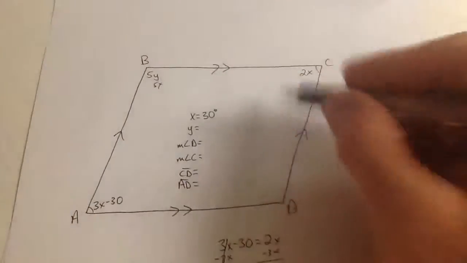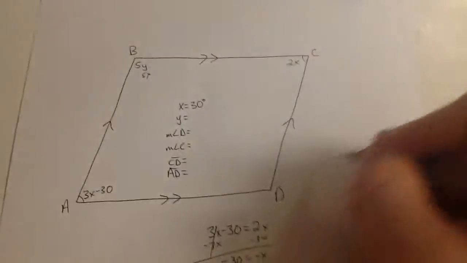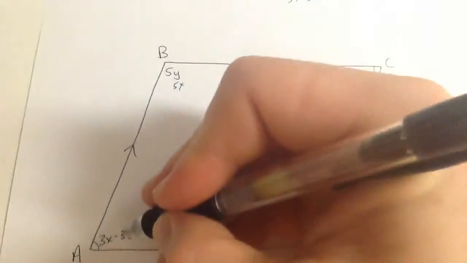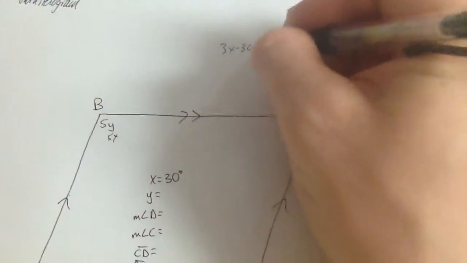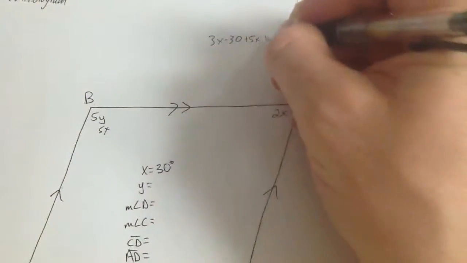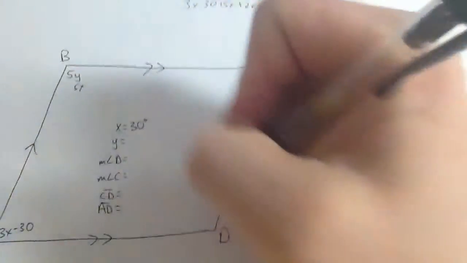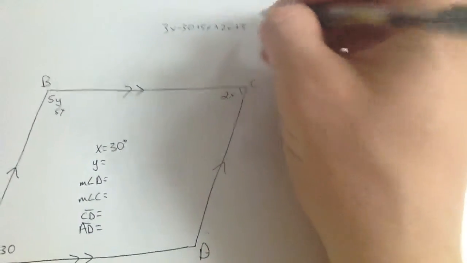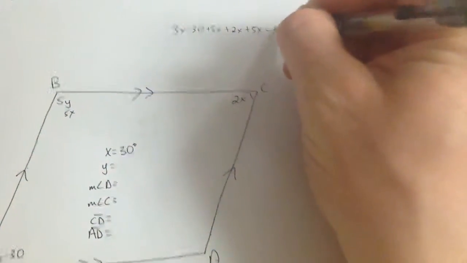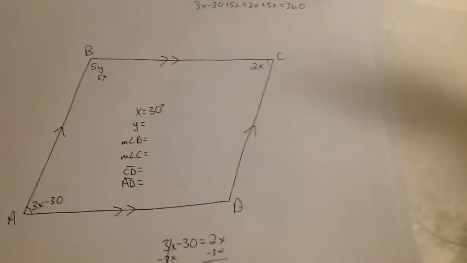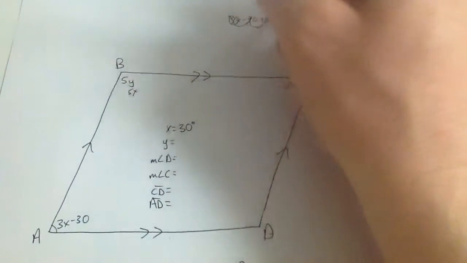You can still do that, but another way you could have done it, let's go up here, let's say 3x minus 30. So if I take that angle, plus that angle, plus 5x, plus that angle, plus 2x, plus that one, well that one has to be the same as that one, because it's a parallelogram, plus 5x. If I add those all up, it'll equal 360. Then I can combine like terms, solve for x that way. Like I said, if that was an x, and that's how it is on the quadrilateral one, so you might have to use that. But it's not an x.